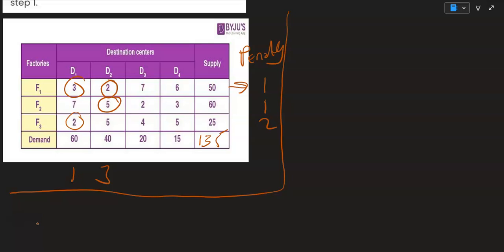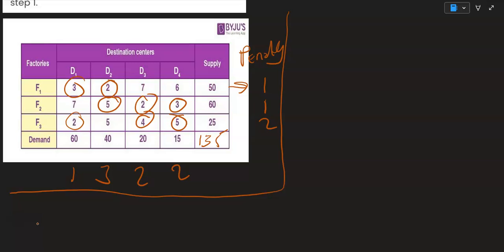On D3, the smallest is 2, the second smallest is 4. The difference there is 2. D4, you have 3 and 5. The difference is 2, right? Okay, you see what we have done there.